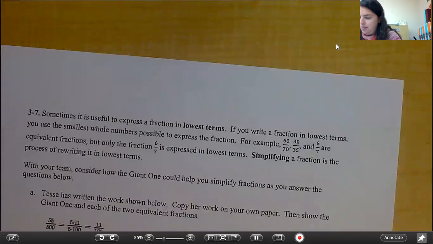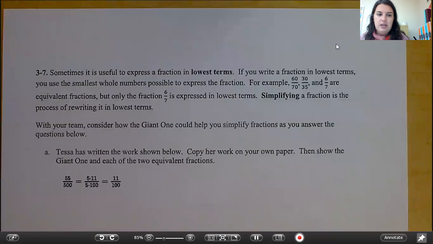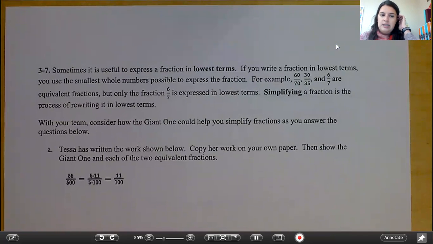There is one other problem I want to talk about, 3.7. It says sometimes it is useful to express a fraction in lowest terms. If you write a fraction in lowest terms, you use the smallest whole numbers possible to express the fraction. For example, 60/70ths, 30/35ths, and 6/7 are all equivalent fractions, but only the fraction 6/7 is expressed in lowest terms. Simplifying a fraction is the process of rewriting it in lowest terms. With your team, consider how the giant 1 could help you simplify fractions as you answer the questions below.